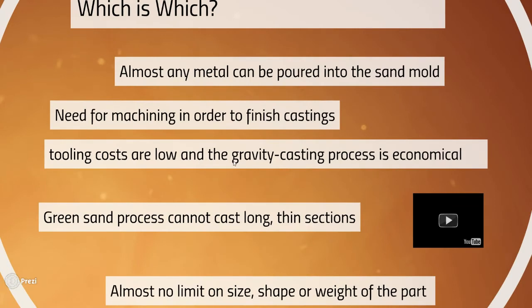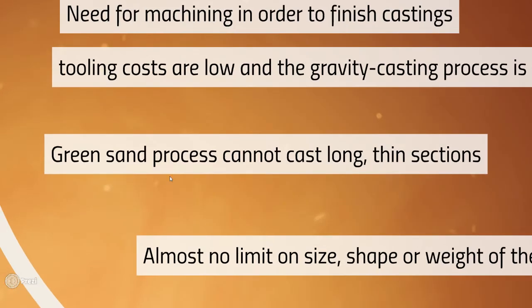Next, your tooling costs are low, and then you have the gravity casting process. Gravity casting just means you use gravity to pull the molten metal into your mold cavity. So you don't have to pay a lot for tooling like you have to do for some other casting processes. It's very inexpensive. That's definitely an advantage. Next, the green sand process cannot cast long, thin sections. That's a pretty obvious one. That's going to be a disadvantage. It's very difficult to have that sand hold very long and very thin parts. So you're not going to be able to use green sand casting for that type of part.